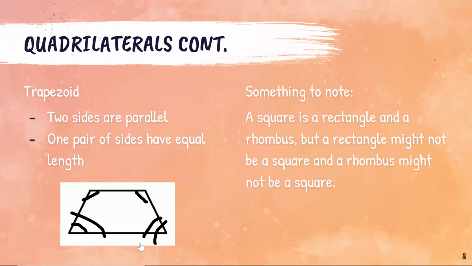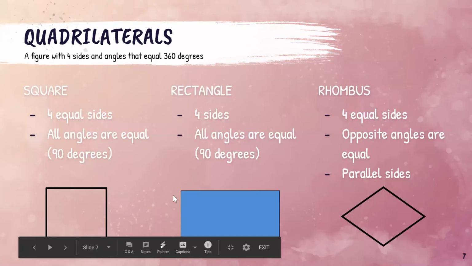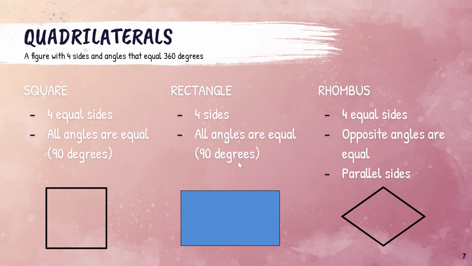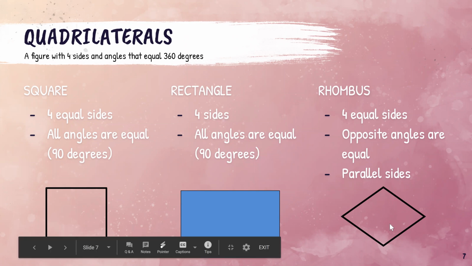a square is in fact considered a rectangle, and it is also considered a rhombus because, as you can tell, a square fits all these. A square does have 4 sides, and it also has equal angles of 90 degrees. A square also has 4 equal sides. Its opposite angles are also equal, and it has parallel sides.